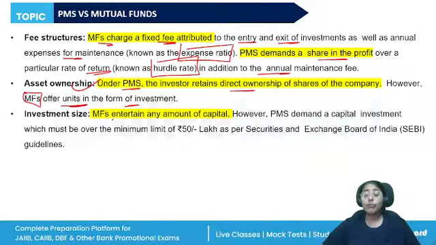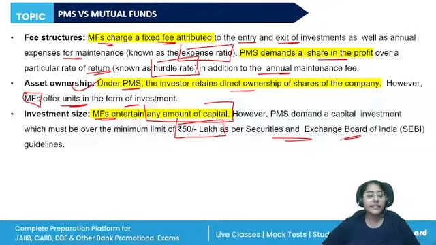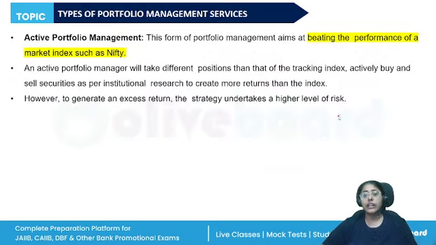And a very important point of difference, mutual fund attains any amount of capital, whereas in portfolio management there is a minimum limit of rupees 50 lakhs. SEBI has said minimum you should have rupees 50 lakhs, only then you can go for the portfolio management services. This is also the biggest limitation of portfolio management. That is why only the high net worth individuals can avail these services.